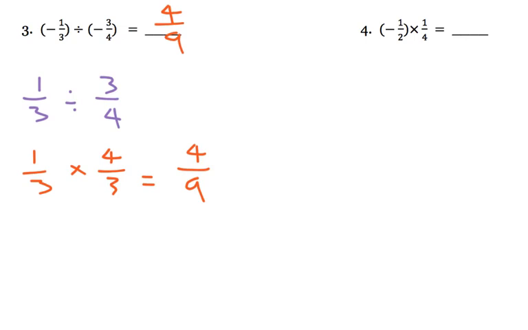Number 4 is even easier because it's already multiplication, so I can just multiply across. 1 times 1 is 1. 2 times 4 is 8. And since this is a negative fraction and this is positive, different signs, it's negative.